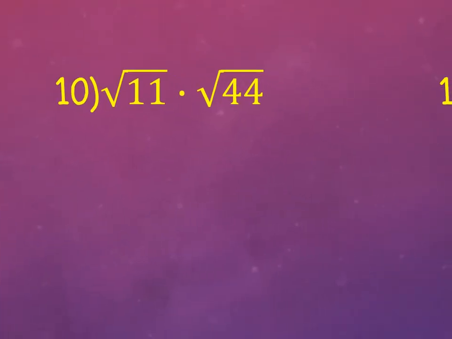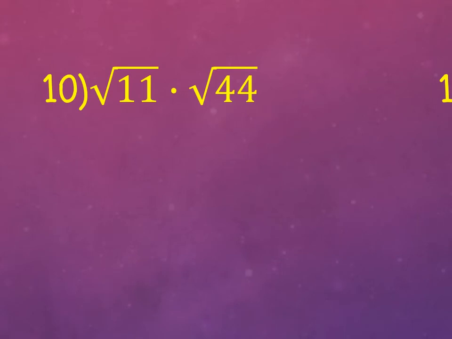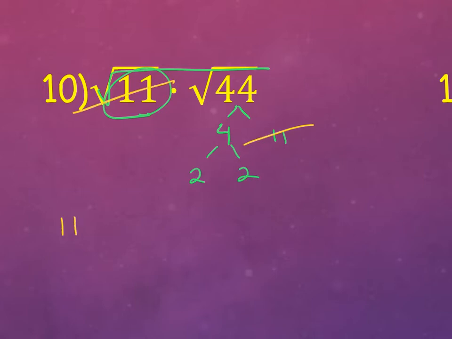So number 10 is square root 11 times square root 44. So I can write them all underneath 1. I can also keep them as they are. So here I've got my 11. 44 would be 4 and 11. 4 is 2 and 2. Now I've got 2 11s, so an 11 comes to the outside. And I've got 2 2s, so a 2 goes to the outside. And this is 22.